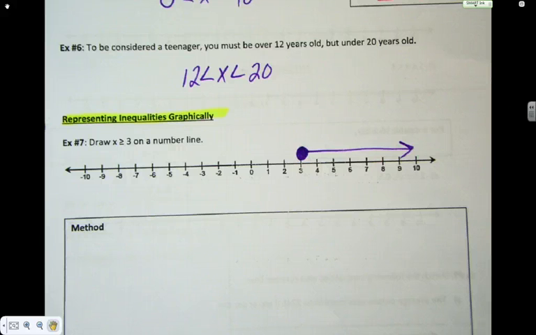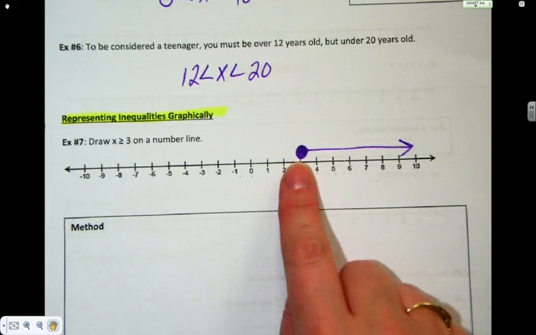Let's say the question just had greater than 3. How would this graph look different? The dot would be open or white. It would not be shaded in.